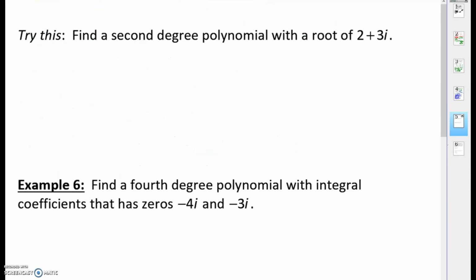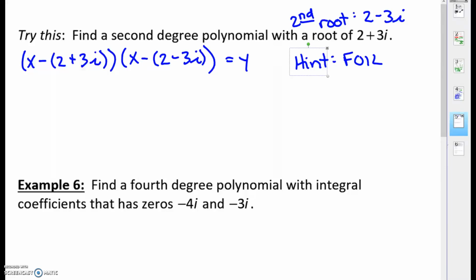I want you guys now to try this one. Keep in mind, I'll give you how to start. So remember, if you have a second degree polynomial, you're missing a second root. Well, if this is one root, this is the other one. You set them up like this. You're going to want to distribute the negative and FOIL. All right, guys, we'll complete the rest of the notes in class. Thank you very much.